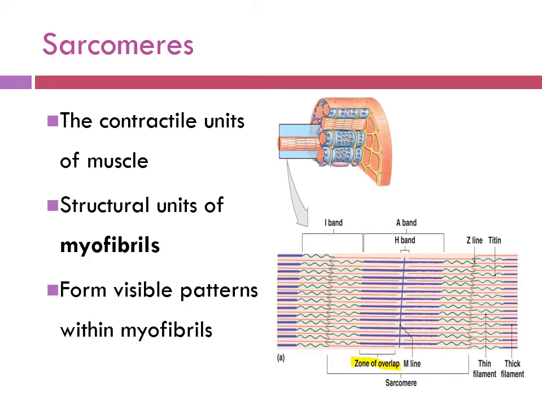Here we have the zone of overlap. That is where you have overlap between the actin in the red and the myosin in the purple. So the zone of overlap is where you have actin and myosin overlapping one another. So the A band consists of the H band, the M line, and the zone of overlap. All of that is within the A band.